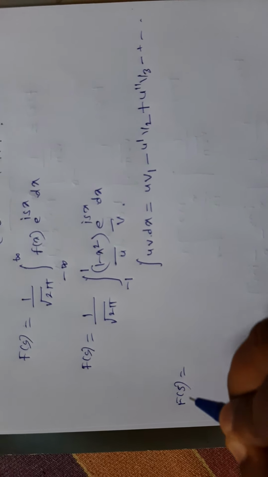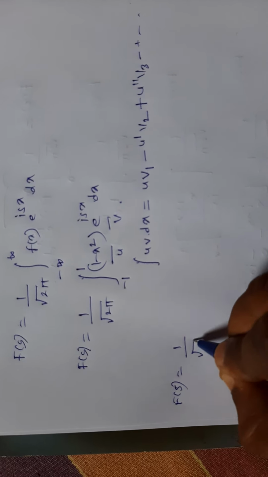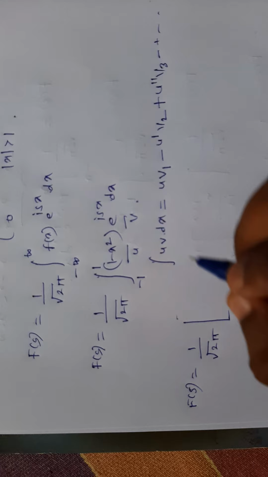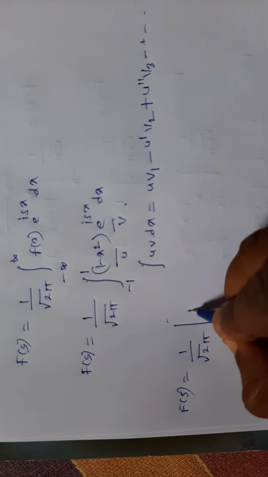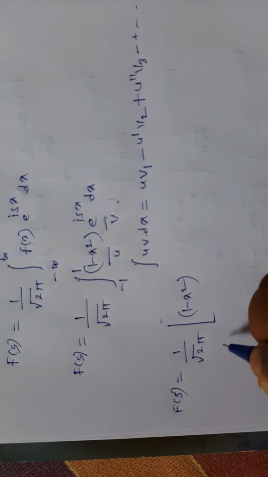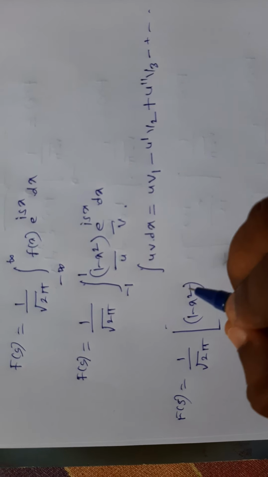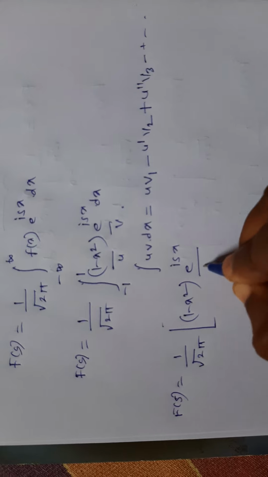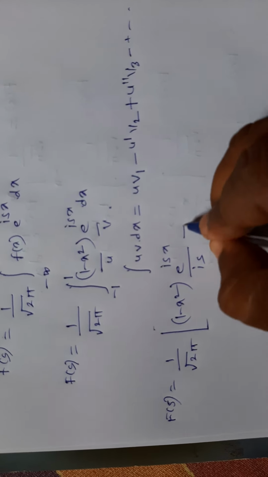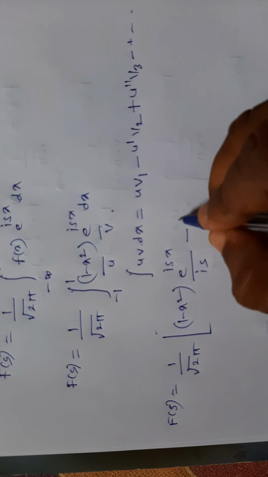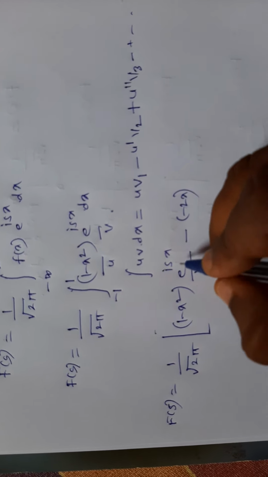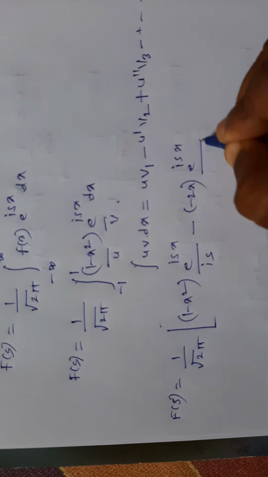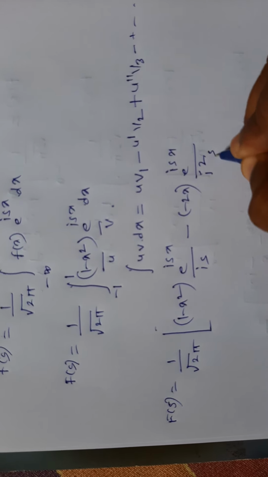Therefore f of s equals 1 upon square root of 2 upon pi, as it is. I will write the first term 1 minus x square as it is. The integration of e raised to isx is e raised to isx upon i into s, minus the derivative of 1 minus x square, which is minus 2x, times the integration of e raised to isx, which is e raised to isx upon i square s square.